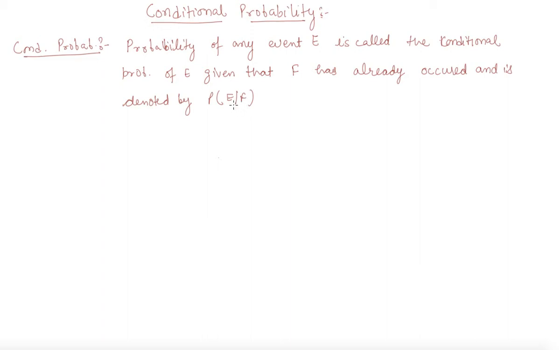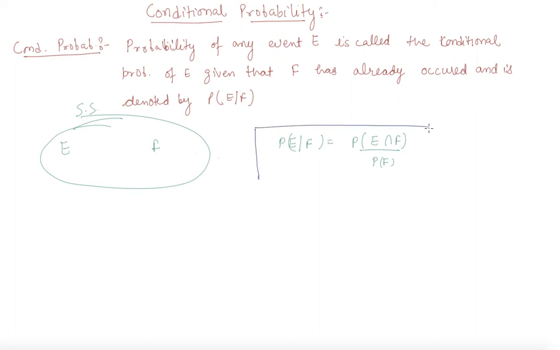Let me give you one example. If E and F are two events associated with some sample space of a random experiment, then the probability of E given F will be given by the probability of E intersection F upon the probability of F. Students, this is the formula to find the probability of E given F, which is also called conditional probability.